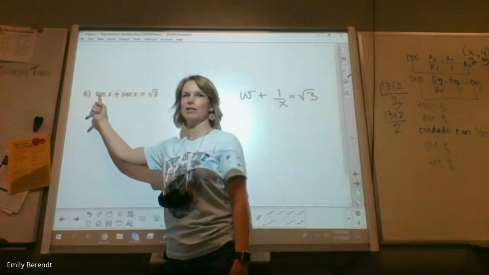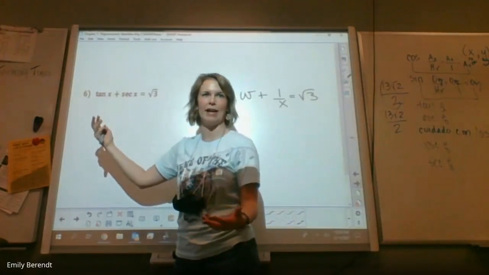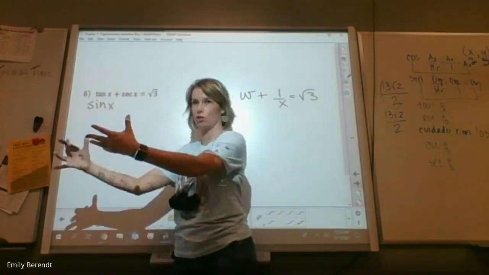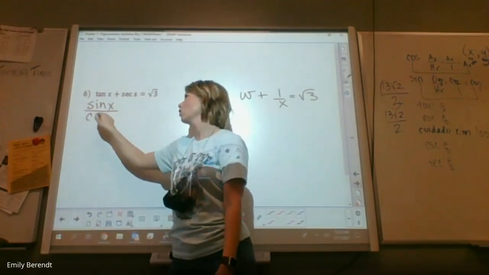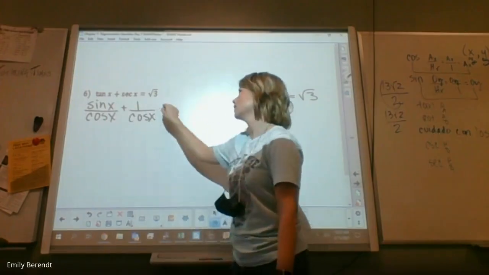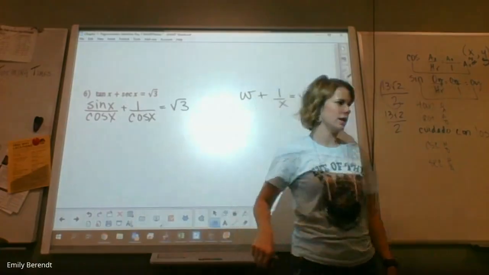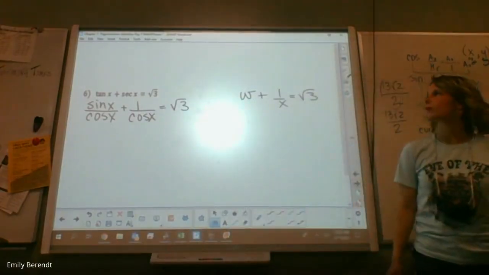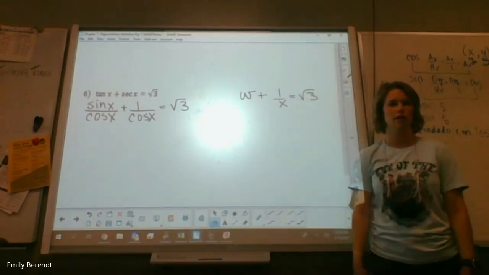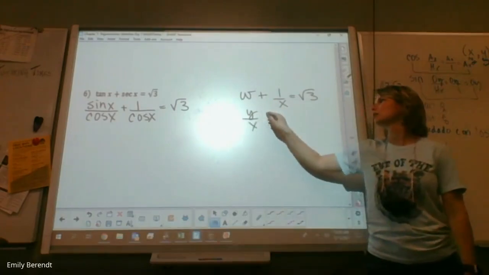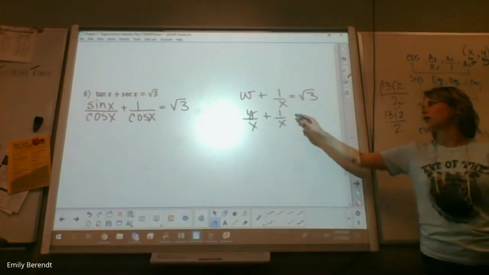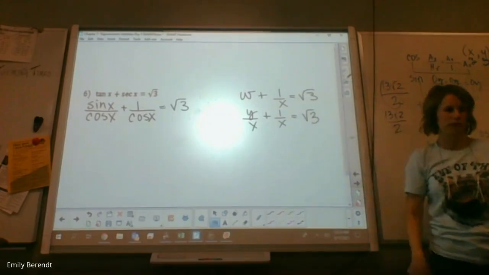We're going to make tangent a y over an x. So to make tangent a y over an x, we're going to change it to its quotient, like Roger said earlier: a sine over a cosine plus a 1 over a cosine equals root 3. So over here in algebra land, the w really becomes y over x plus 1 over x equals root 3.